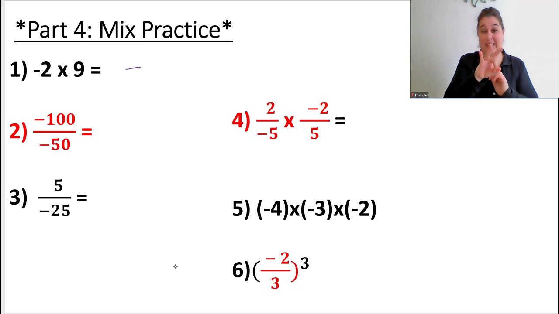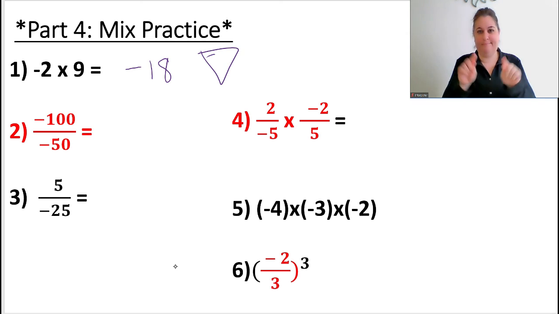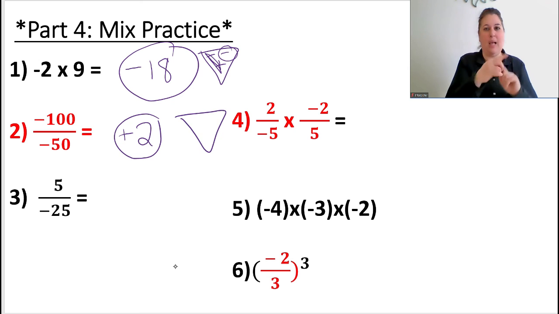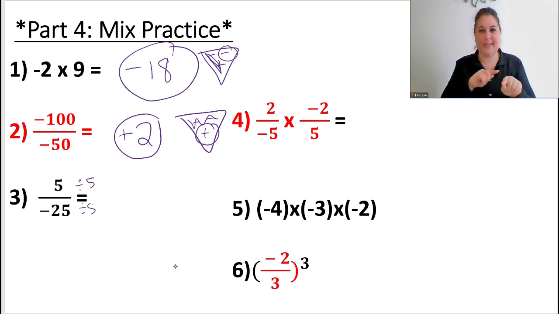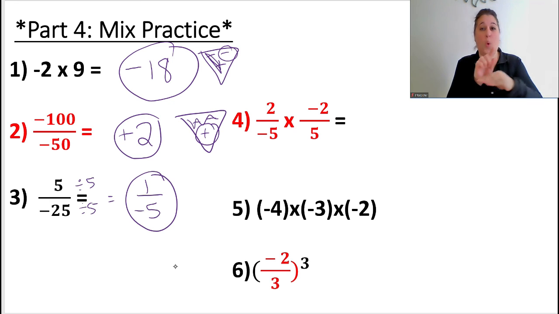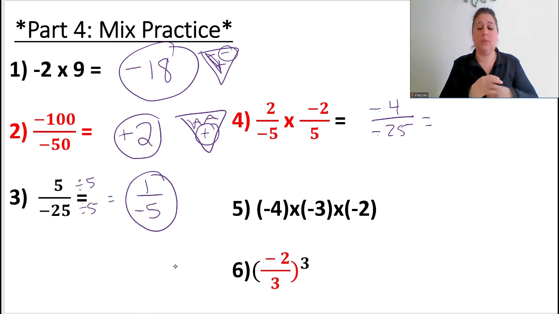All right, this one should have been negative 18. Okay, different signs, negative. All right, this will be positive 2. Okay, same signs, positive. All right, this I would have to simplify, and I'll get 1 over negative 5. This one, multiply across. Okay, but a negative divided by negative, I can't have 2 separate signs like that just hanging out. So it's going to make a positive, so 4/25.